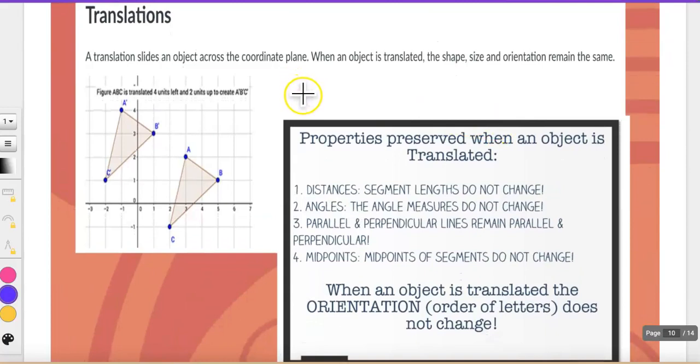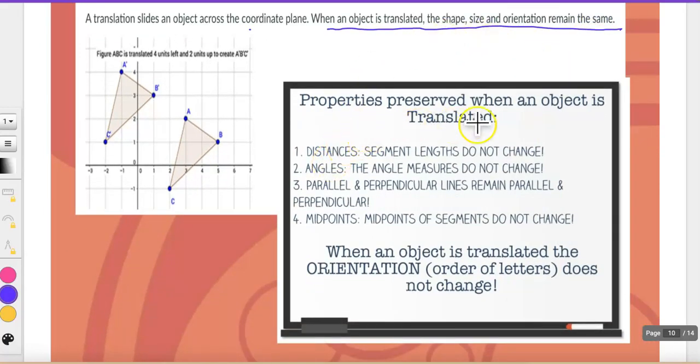Again, I gave you the definition of translation over here. It slides objects across the coordinate plane. An important thing to keep in mind is when an object is translated, the shape, size and orientation remain the same. Alright, these are the properties preserved when an object is translated. Segment lengths do not change, angles do not change, parallel and perpendicular lines remain parallel and perpendicular, and midpoints don't change. Okay. When an object is translated, the orientation, the order of letters, does not change.